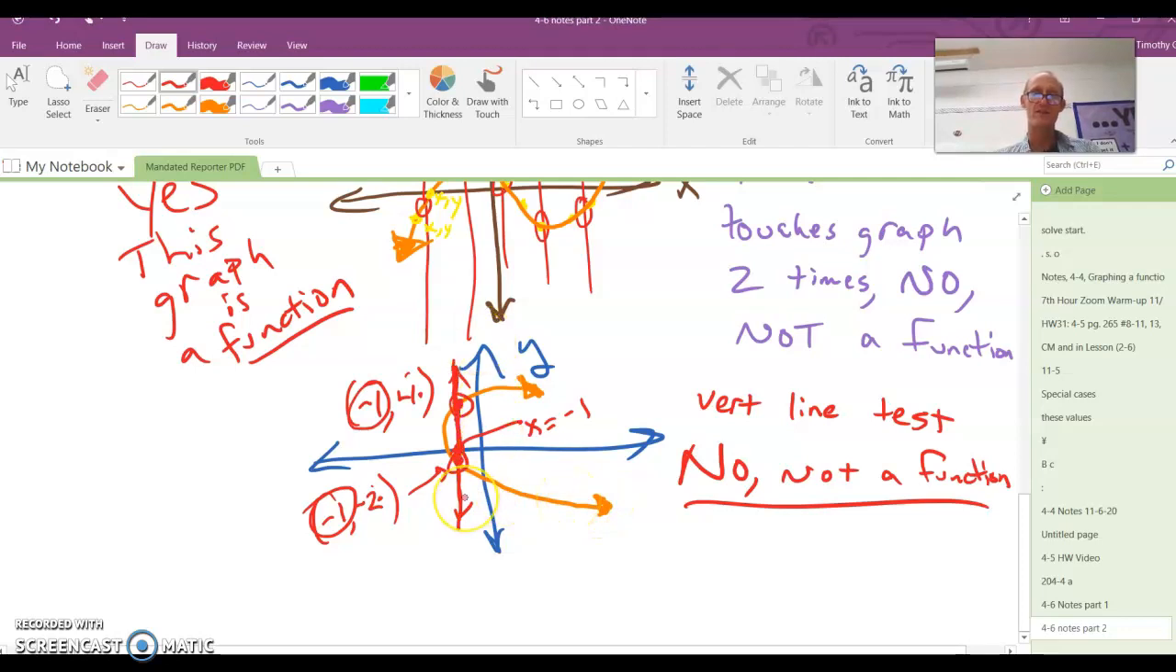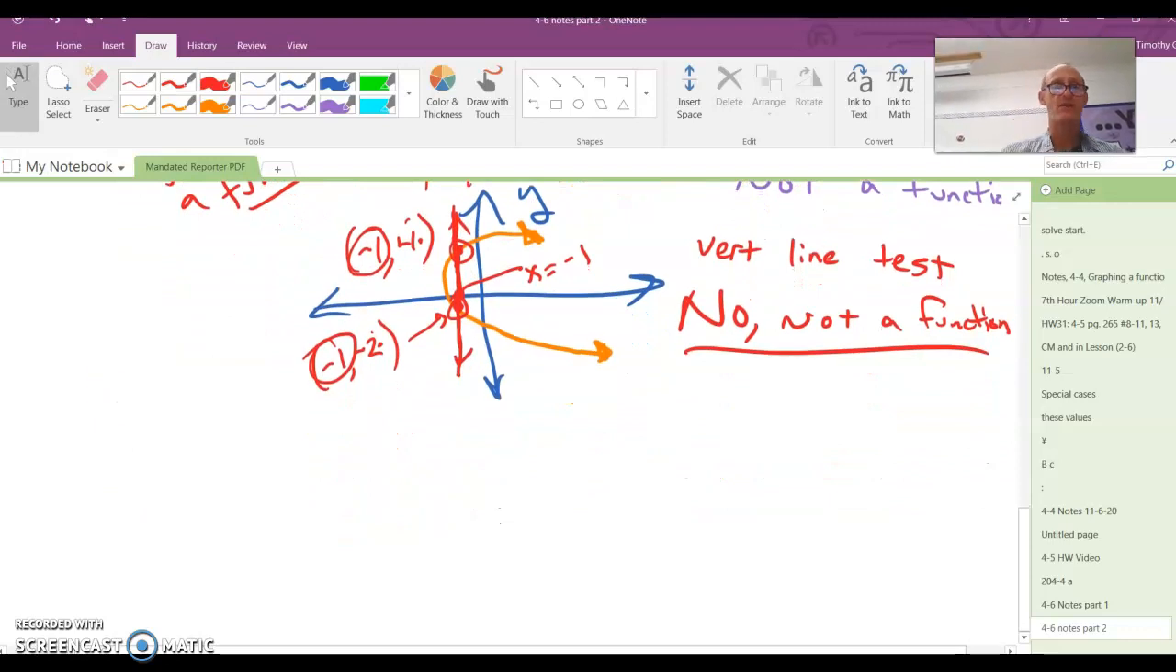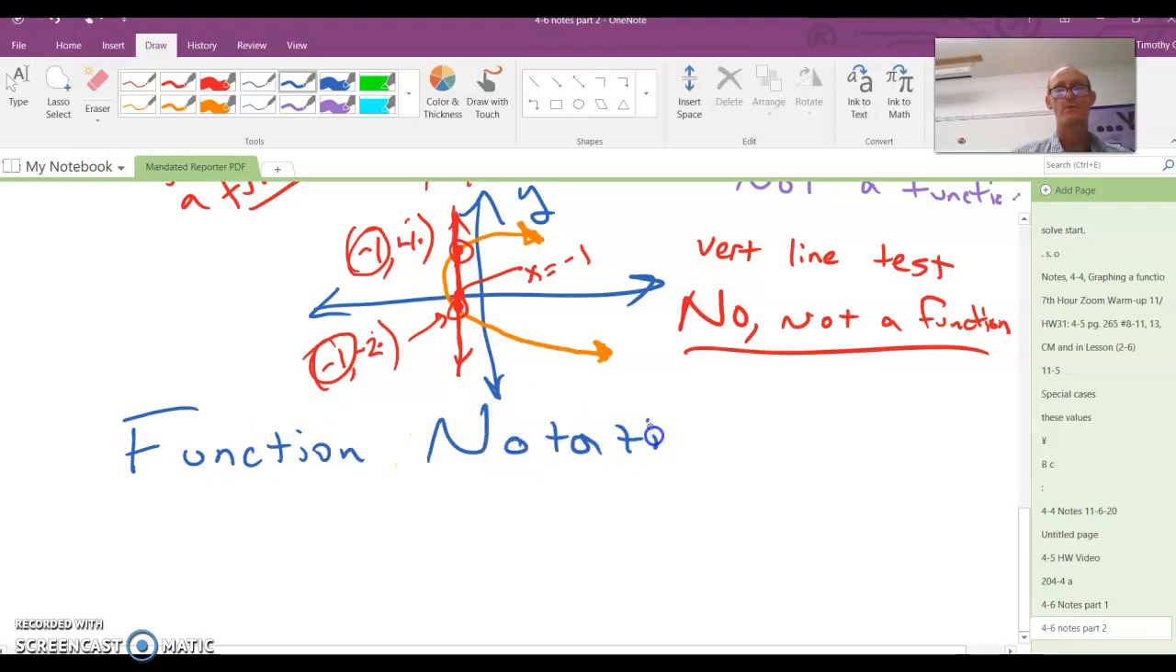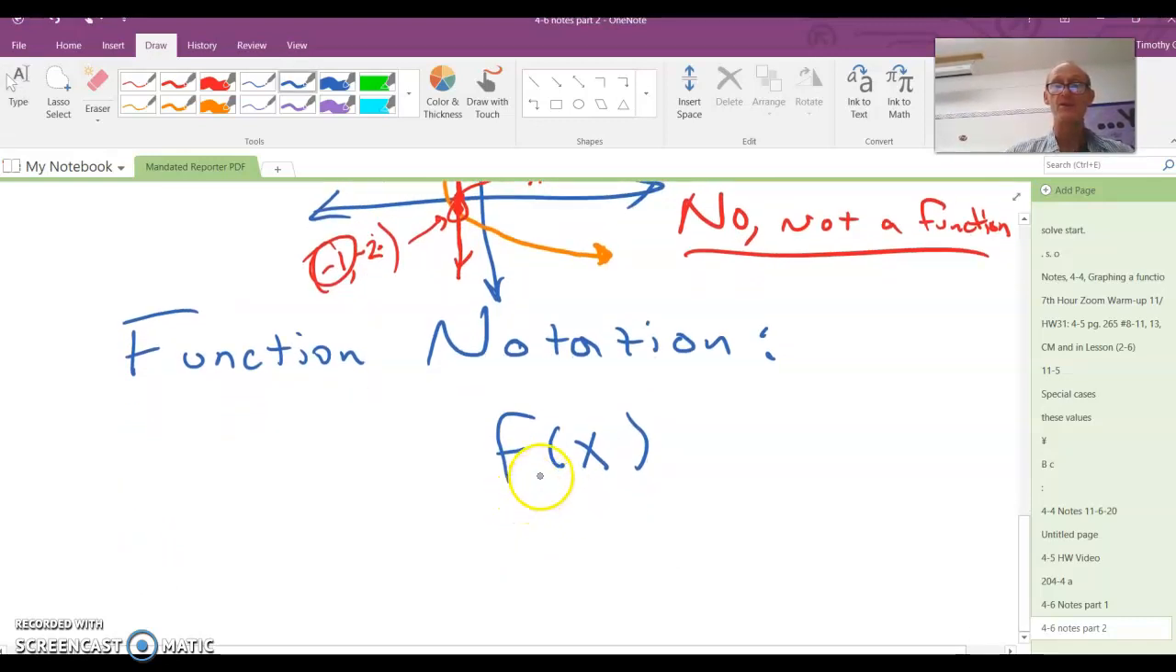All right, this is the y-axis, this is the x-axis. Okay, so that's the vertical line test. The very last piece of this section is function notation. Function notation looks like this. It's a lowercase f, parentheses, x. This is f of x. That's what it means, f of x.